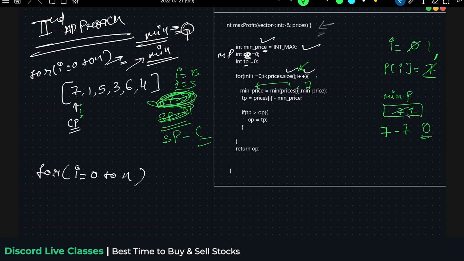And then again we will check today's profit. So today's profit is how much? Prices of I is nothing but the price of this day. So the price of this day is how much? 1. So I will consider 1 minus the minimum price. Minimum price is how much? 1. So 1 minus 1, I get 0 profit. Of course, I am getting 0 profit because I purchased on this day.